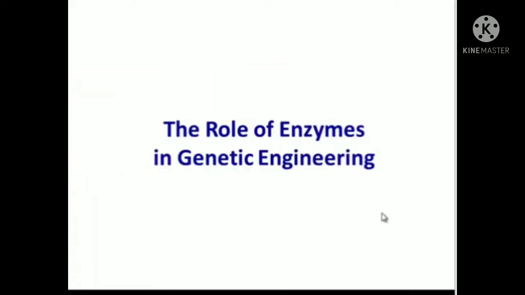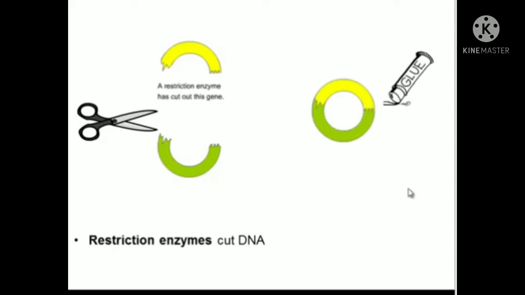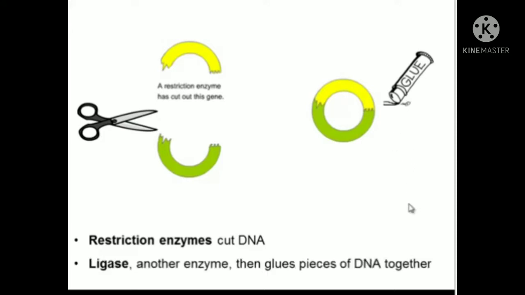Genetic engineering relies on enzymes, two types in particular. So let's take a few minutes to see the role of these enzymes in genetic engineering. One of these enzymes can act like scissors. It's known as a restriction enzyme, and its job is to cut DNA at particular sequences. And then there's another enzyme known as ligase, and its job is to glue the DNA back together.